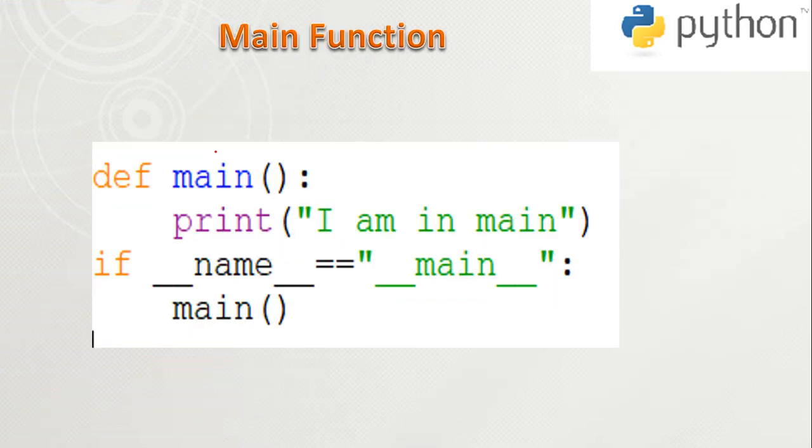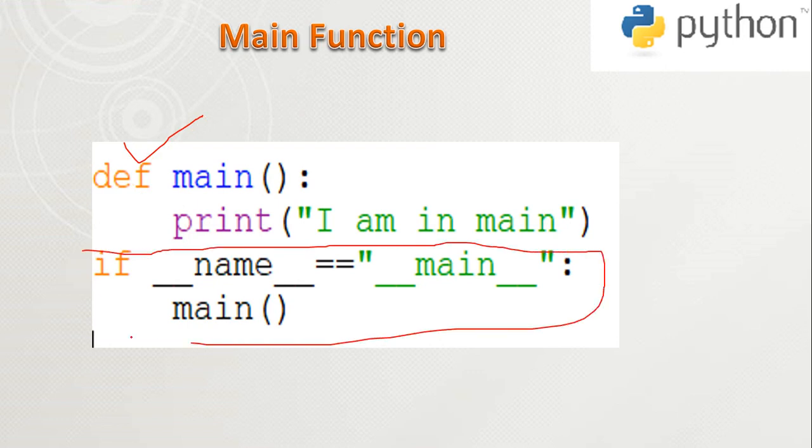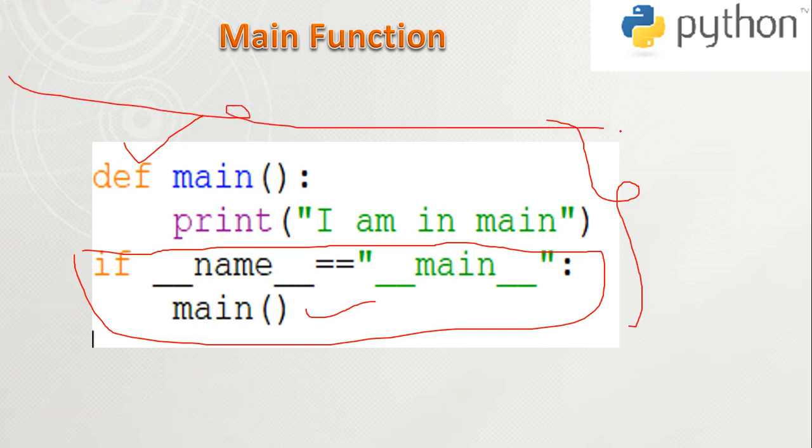And we can also use the main function, like as we define a normal user defined function, we can also define a main here, but while calling this we should call in this format only. if __name__ == "__main__", it should be in double quotation, and we will call it like this. In Python we define the main function in this form.